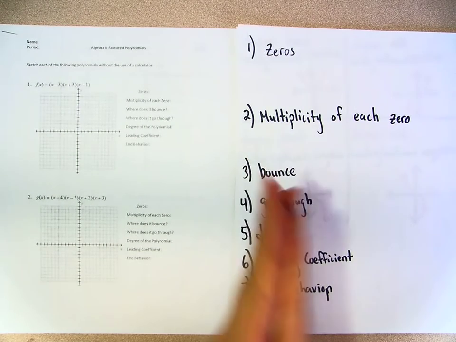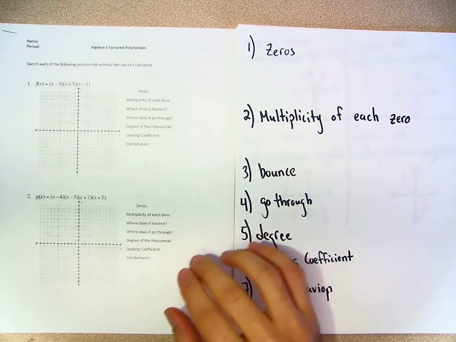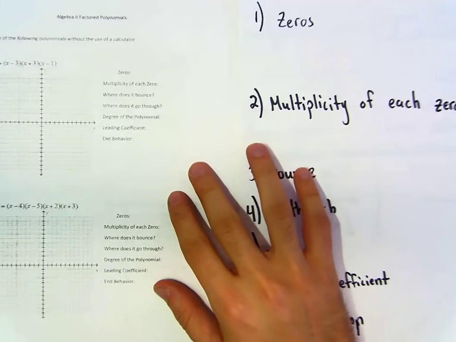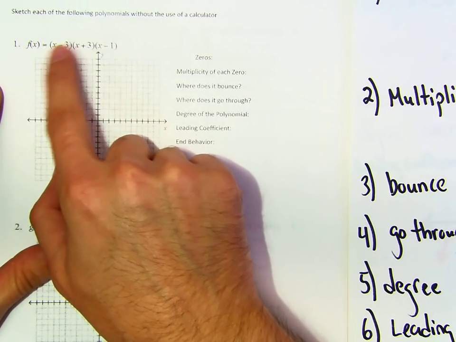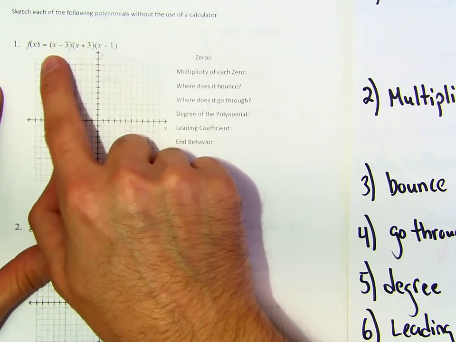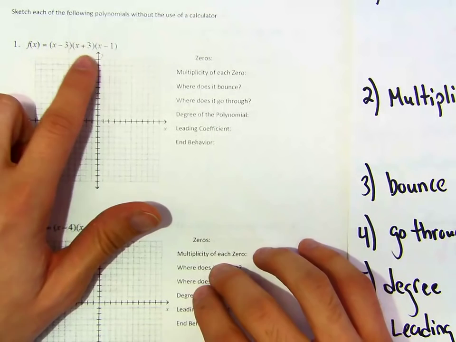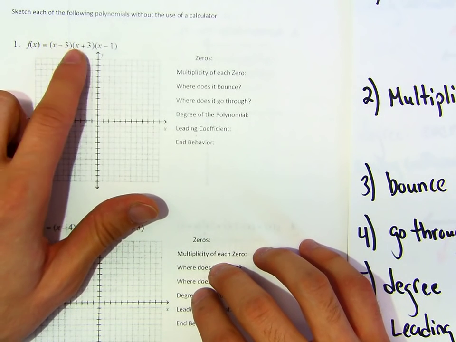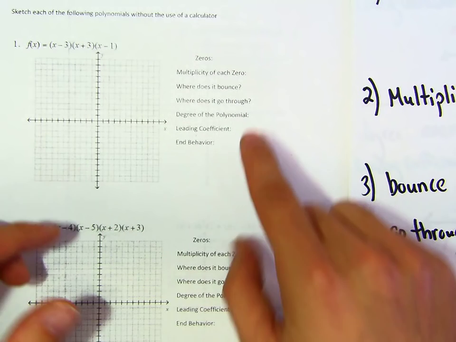So, graphing factored polynomials. What does this look like? If I were to have this polynomial over here, and I were to say, hey, graph this, your first instinct would be to just put it in the calculator and graph it. And yes, you can do that, but let's say we don't have a calculator. What properties of this polynomial determine how the graph looks? That's what we're going to figure out.